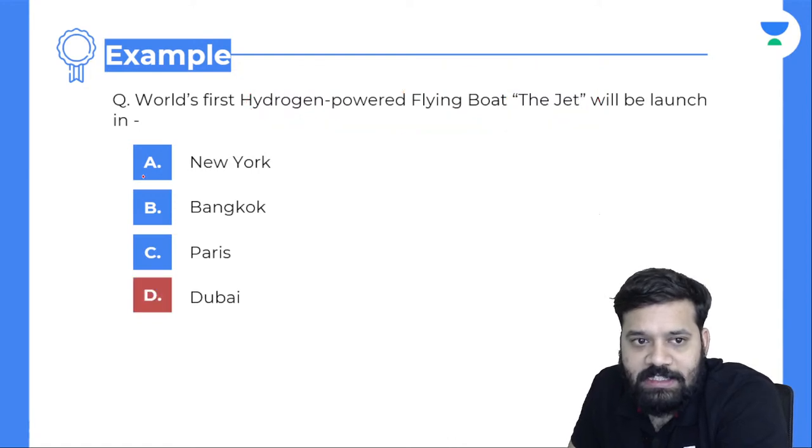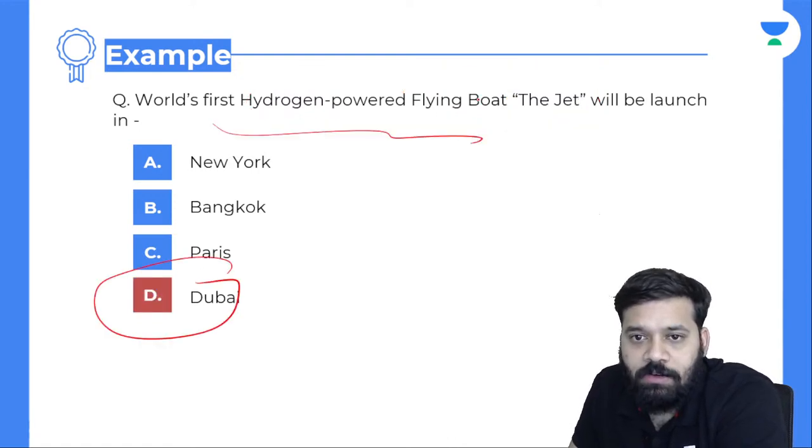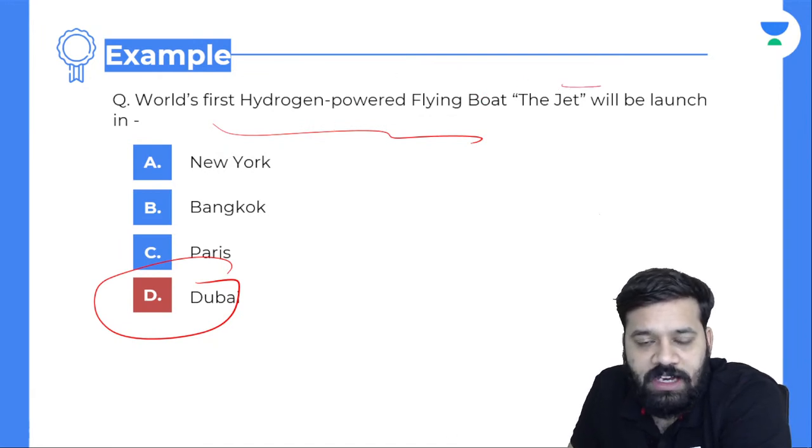Right answer here is Dubai. World's first hydrogen-powered flying boat, the Jet, will be launched in Dubai. Yes, Himanshi, right. Shiva, wrong.